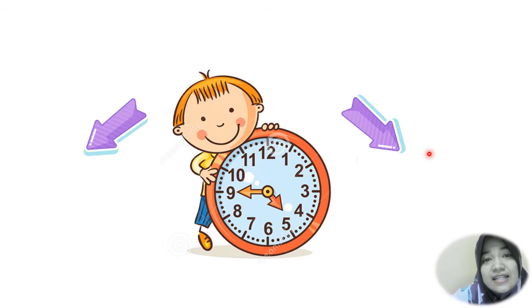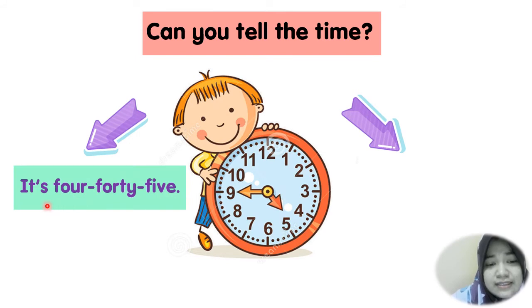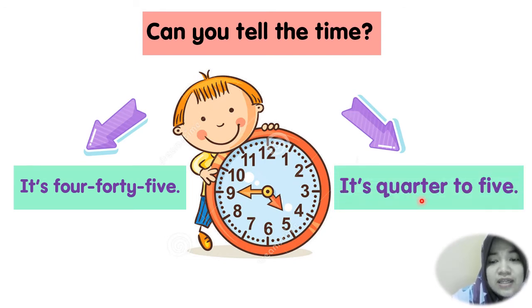Okay, let's see one more example. Look at the clock hands as usual, and it's 4:45. So this is how you write it, in sentences. Make sure you spell the number correctly. It's 4:45. Or maybe you can write in this way. It's 4:45. This one is a little bit different.